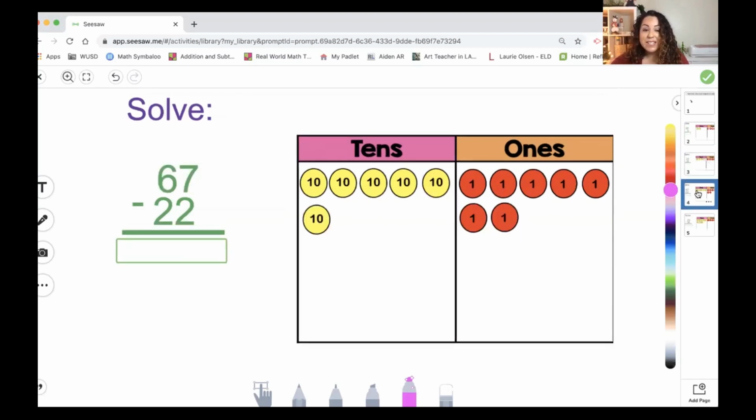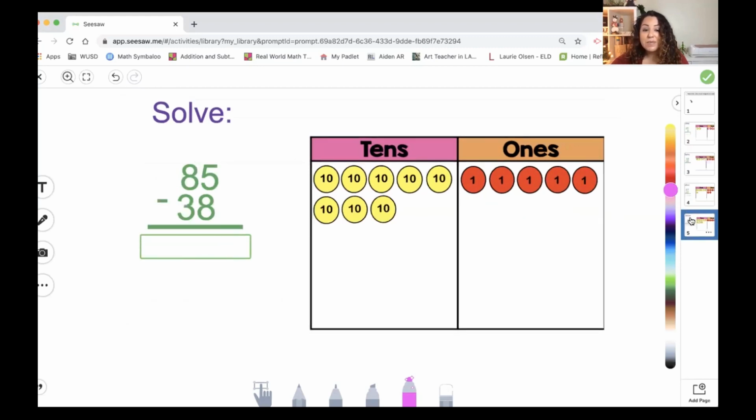And then your next one is 67, take away 22. I have 7, take away 2. So I know I don't have to take apart a bundle there. And then on your last one, 85, take away 38, you will have to take apart a bundle of 10, but just try it out and let's see how you do.